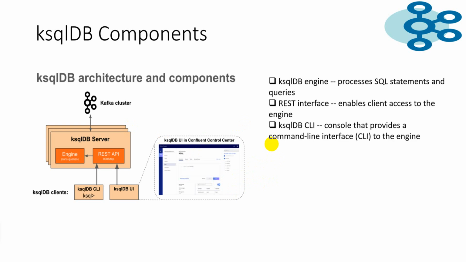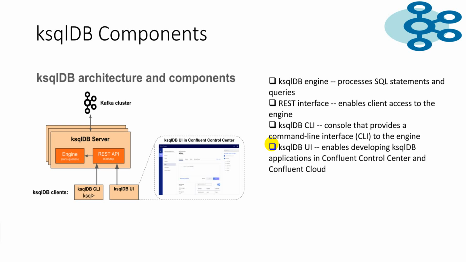The ksqlDB CLI provides a console with a command line interface for the ksqlDB engine. Use the ksqlDB CLI to interact with the ksqlDB server instance and develop your streaming application. Also, if you use a Confluent product, such as Confluent Platform or Confluent Cloud, you can use the Confluent Control Center to interact with ksqlDB directly.